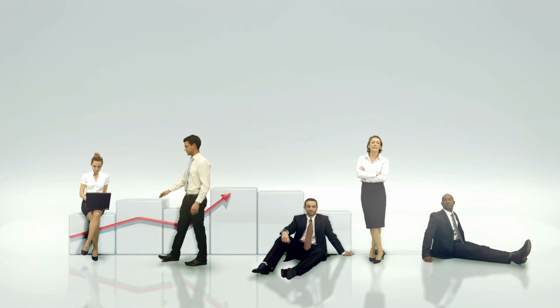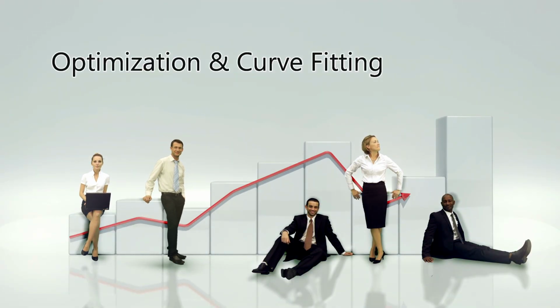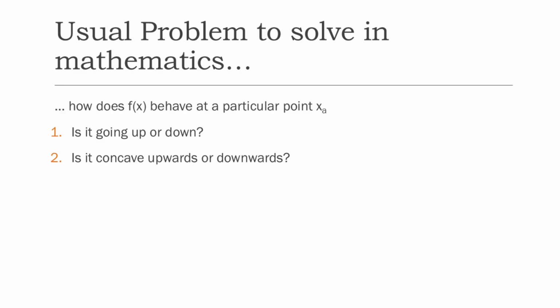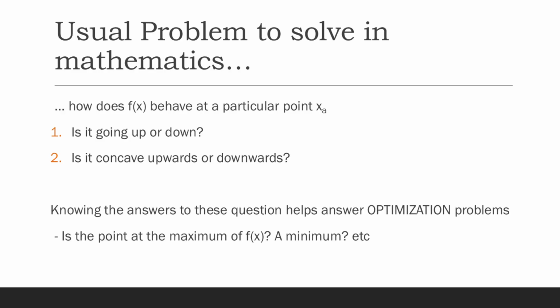Hey, welcome back. Today we're going to be discussing basic optimization and curve fitting, and we'll be focusing especially on the Taylor function. What are the usual problems to solve in mathematics? Well, one is to ask ourselves, how does f of x behave at a particular point, like at x sub a? Is it going up or down? Is it concave upwards or downwards? Knowing the answers to these questions help answer optimization problems. Is the point at the maximum of f of x? Is it a minimum, etc.?